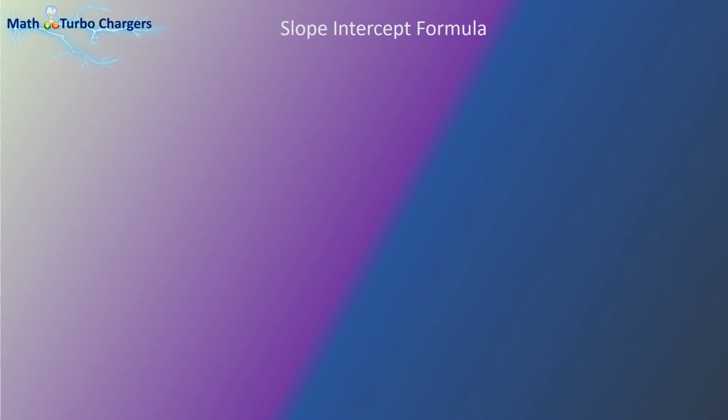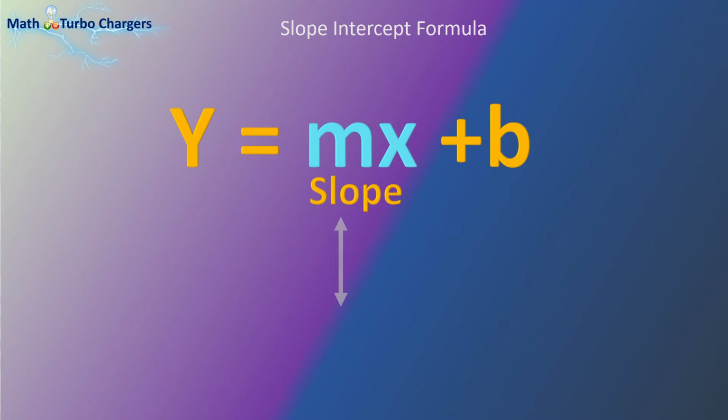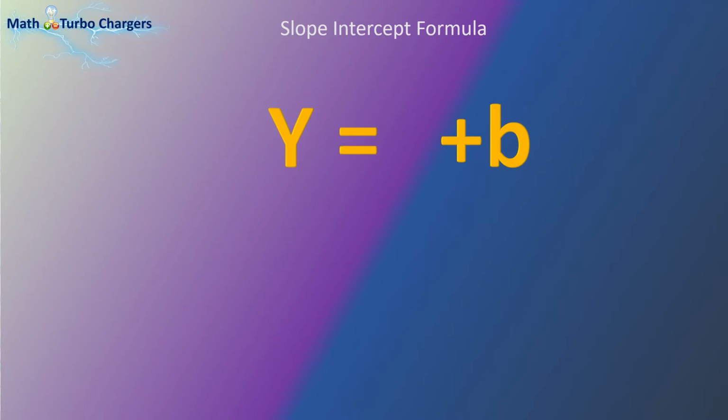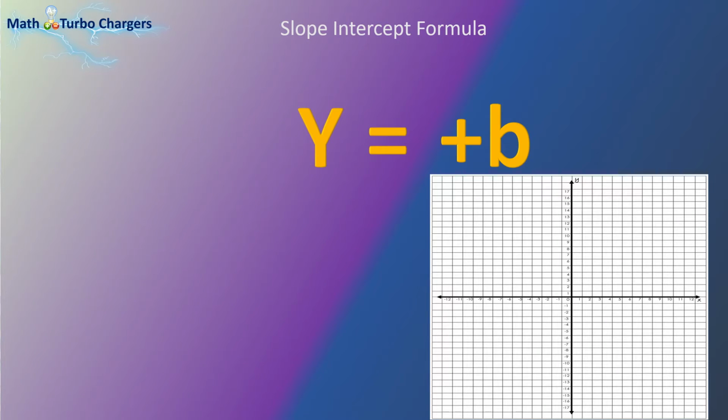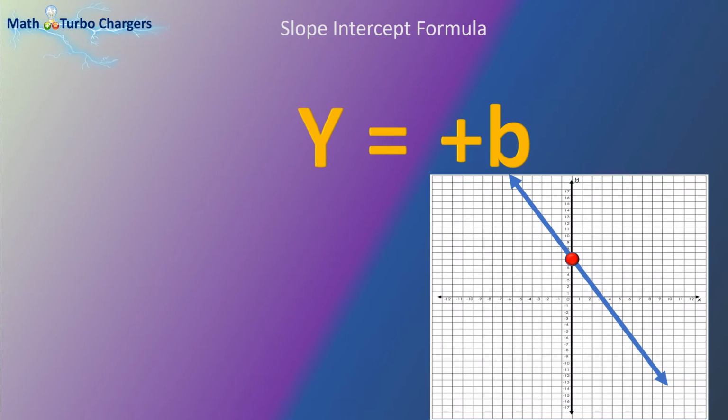To graph a line, you must, and I repeat, you must remember the slope-intercept formula. y equals m times x plus b. Now, the m is the slope and it's always connected to the x. If I remove my slope, I now see my y-intercept. What is a y-intercept? Well, I'm glad you asked. It is where your line crosses the y-axis.